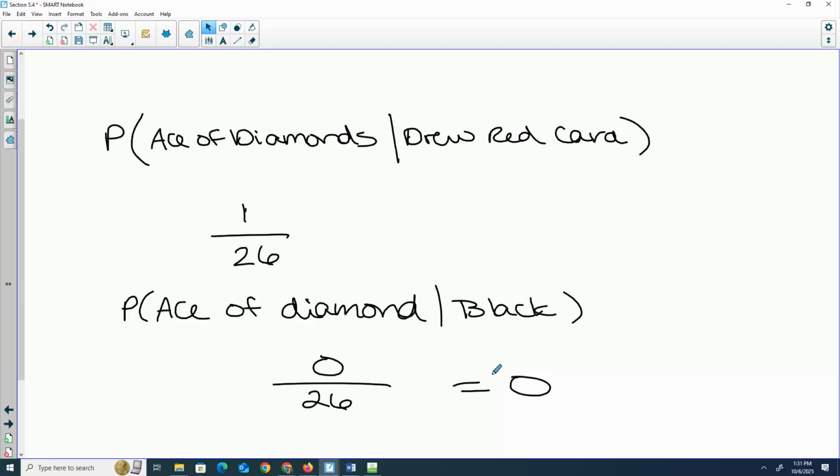So, conditional probability. We already know something has happened. And so, when I tell you I have that condition, I am no longer talking about the entire deck of cards. I am only looking at a portion of the cards. So let's look at this one.